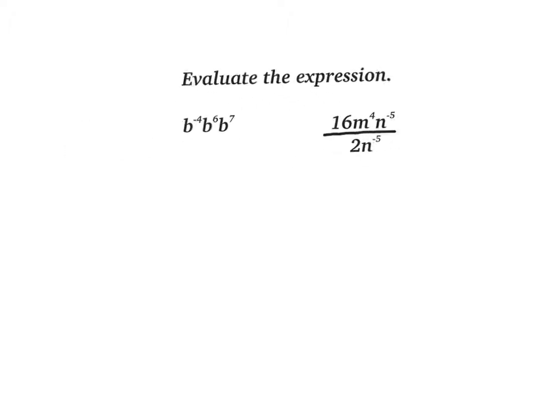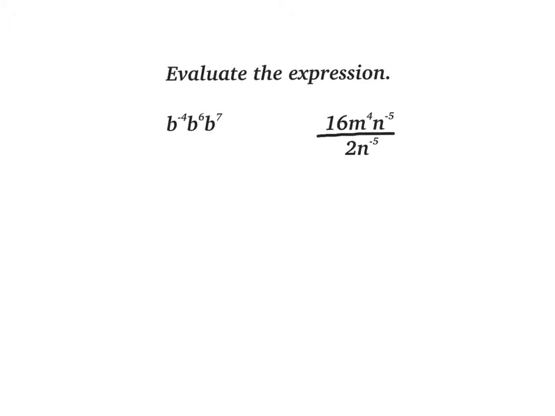Evaluate these. The first one up is a straight up multiplication. When you multiply the same base, all you do is add the exponents. All I'm going to do is add -4 plus 6 plus 7. Now we get, -4 plus 6 is 2, plus 7 is 9, so b to the 9th power. And that's all there is to it on that one.